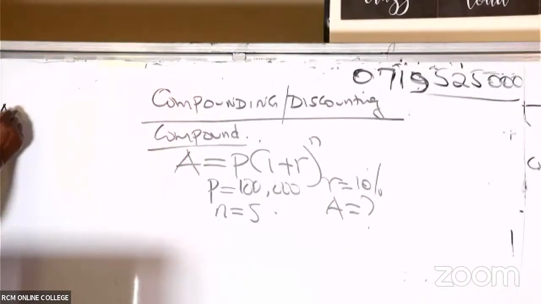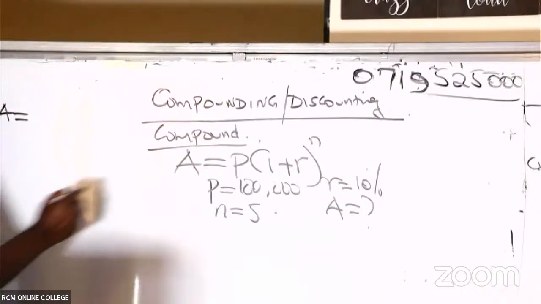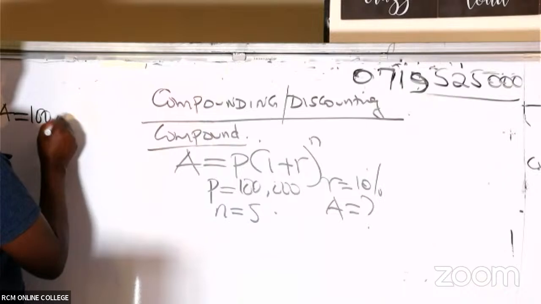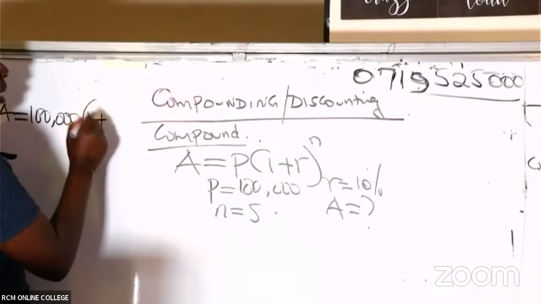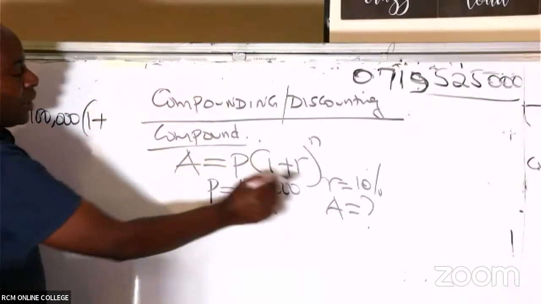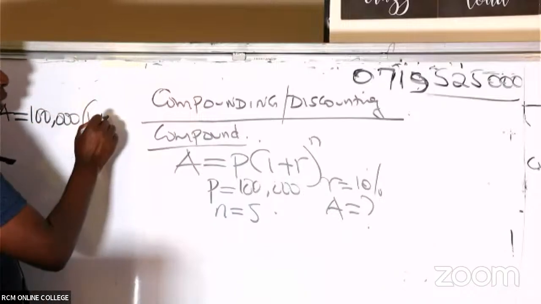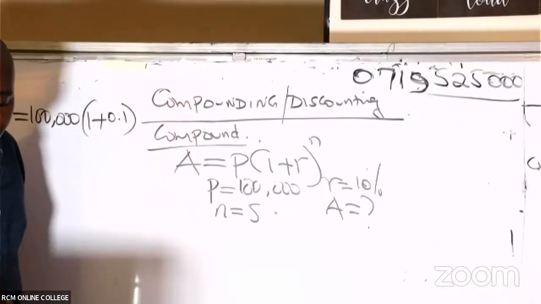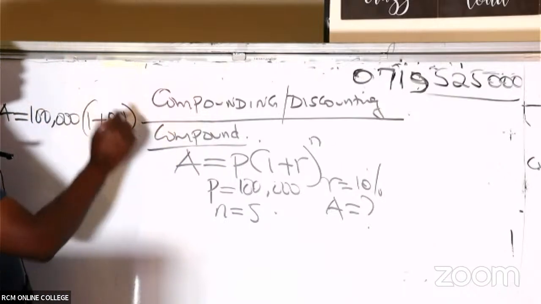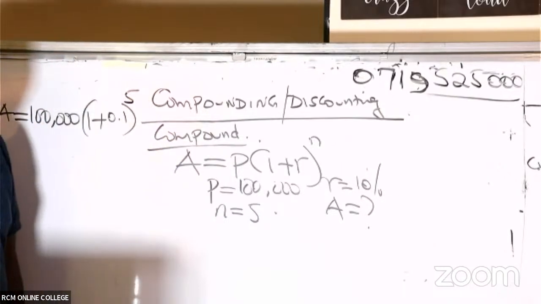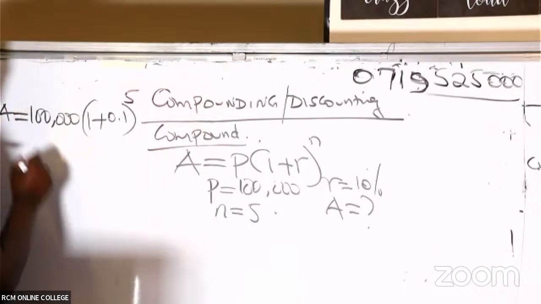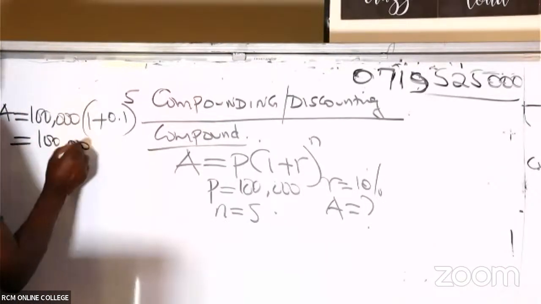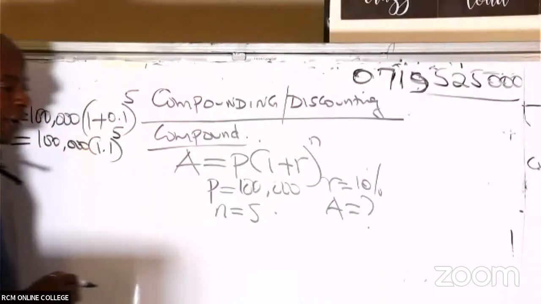So we know that amount equals principal. What I'm investing today is 100,000. 1 plus R. R is the rate of interest, which in this case is 10%, the same as 0.1. Then raise this to power n, the number of years. We're talking of 5 years. Then this will cascade down to 100,000 into 1.1 raised to power 5.